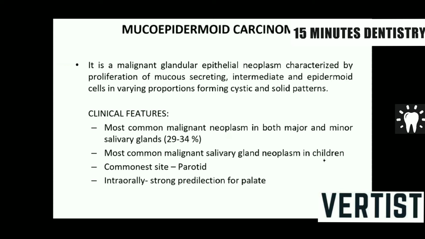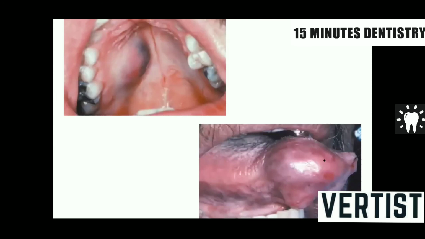Coming to the malignant neoplasms, the most common malignant neoplasm in both major and minor salivary glands is Mucoepidermoid Carcinoma. It's a malignant glandular epithelial neoplasm characterized by proliferation of mucus-secreting, intermediate, and epidermoid cells in varying proportions, forming cystic and solid patterns. It is the most common malignant salivary gland neoplasm in children. The commonest site is the parotid, but intraorally there is a strong predilection for the palate. We can see this lesion here.